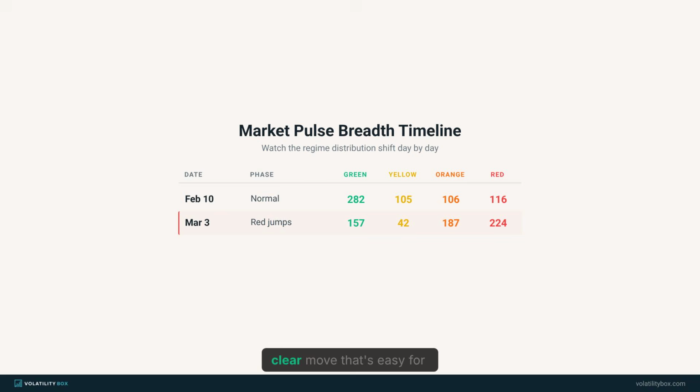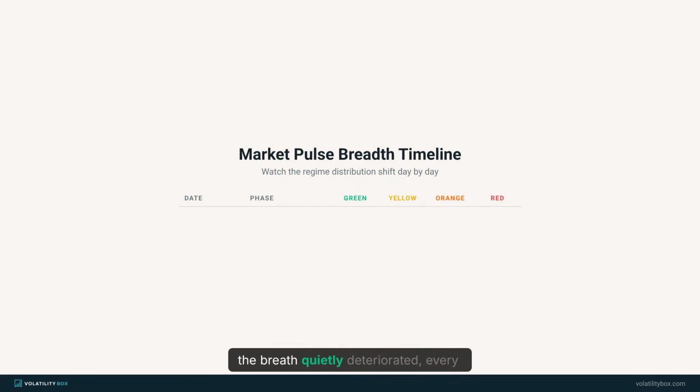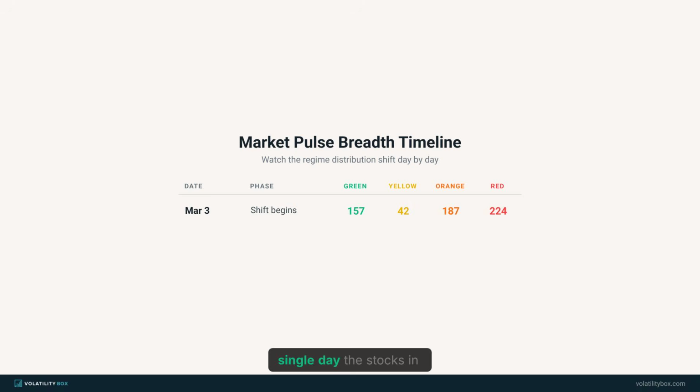Now that's a very clear move that's easy for you to see if you are paying attention. At the same time though, the VIX was still sitting in the low 20s. No alarm, no spike, no clue that a lot of this movement has changed underneath the sublevel of the market. Now, over the next 10 trading days after, the breadth quietly deteriorated. Every single day, the stocks in the red market pulse climbed.